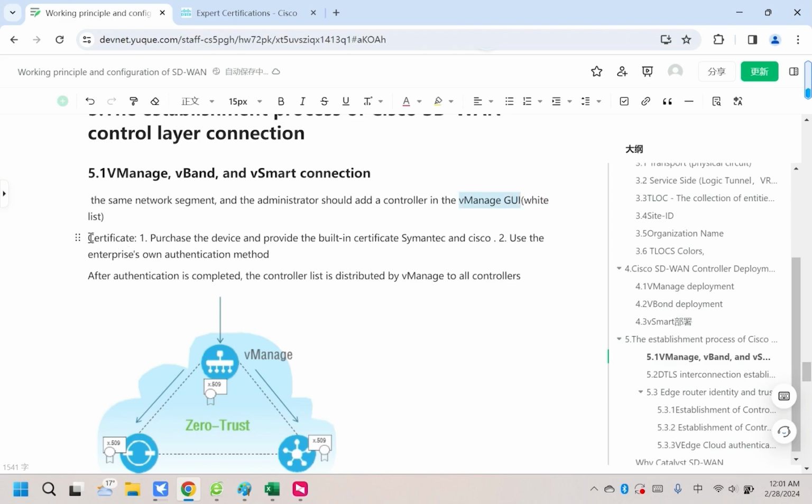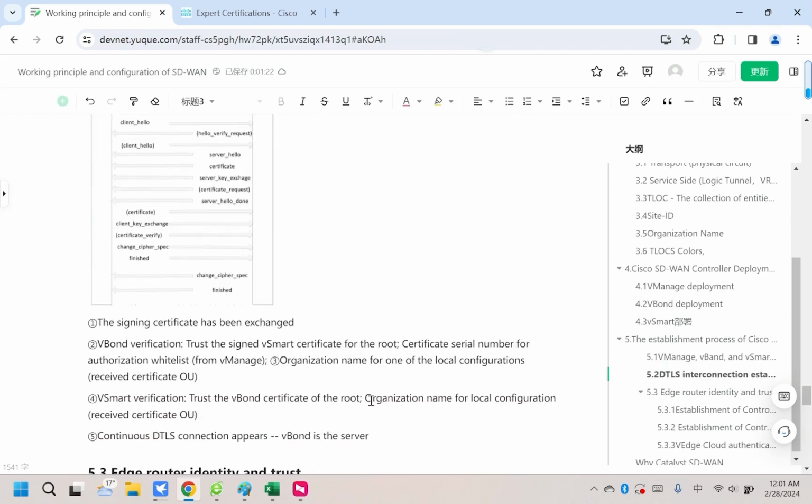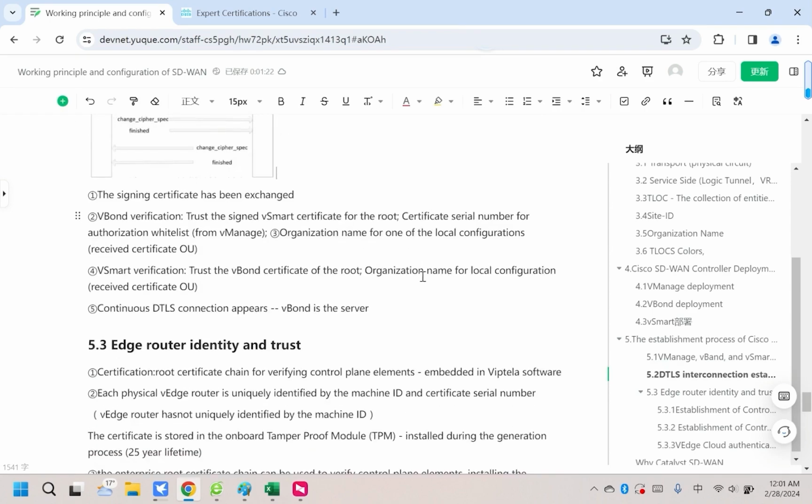These certificates also have different channels and sources. The first type is an inbuilt certificate from Cisco. Then you can also set up a certificate environment within your own enterprise. The third type can actually be purchased. Through the whitelist and certificates, we authenticate each other and establish a DTLS tunnel. Here is the process of establishing a DTLS tunnel. Everyone should study this process in detail after the class.